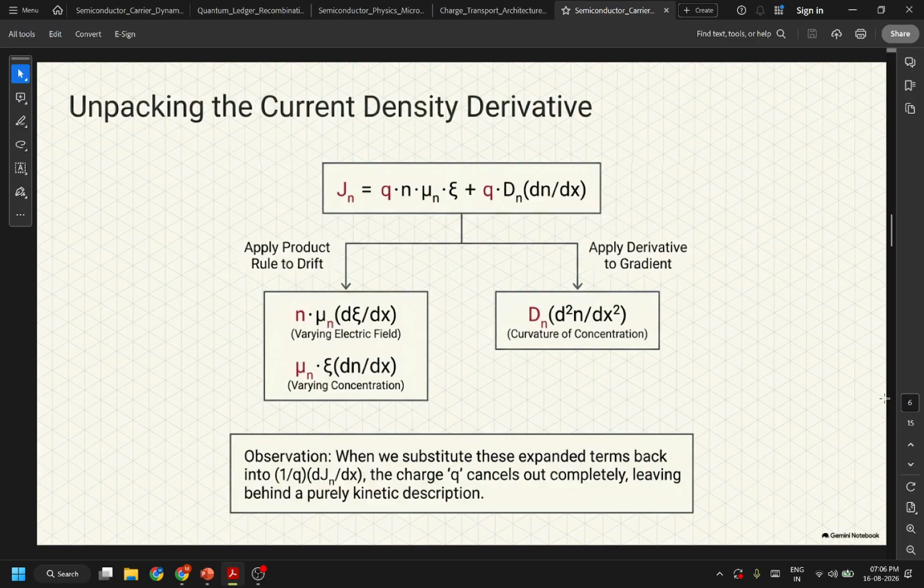Now if we calculate dJn by dx, in the drift we will have varying electric field as well as varying concentration. So we will have n mu n into dE by dx as well as mu n E into dn by dx, and in diffusion we will have just Dn into d square n by dx square. The q is cancelled out because we have 1 by q outside. So when we substitute these expanded terms back into 1 by q dJn by dx, the charge q cancels out completely.